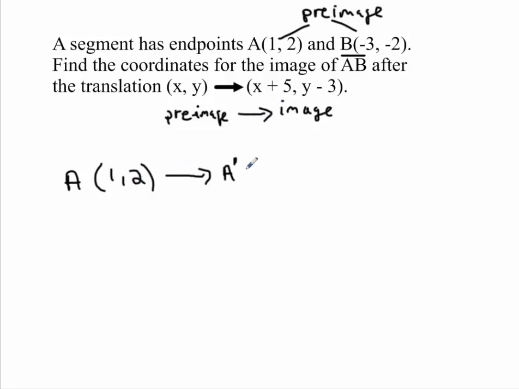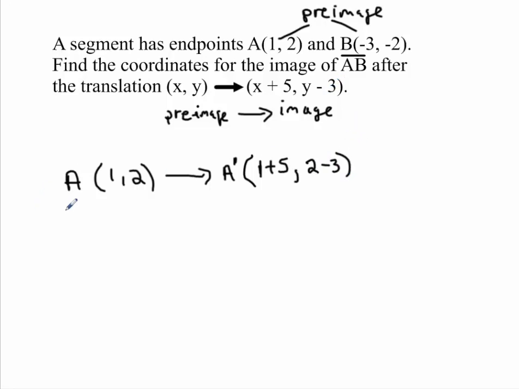Pre-image, here's my image. And we said if you want the image, you're going to take the x value in the pre-image, and add 5 to it to get the x value for your image. Here my x value is 1, so I substitute that in for the x value in the rule, and it says to add 5 to that x value. So I'm going to add 5 to it, comma, and now I'm going to apply the rule for the y's. Whatever the y value is, here it's 2, so I put 2, and then it says to subtract 3 from it. So here's my y value, I'm going to subtract 3 from it.